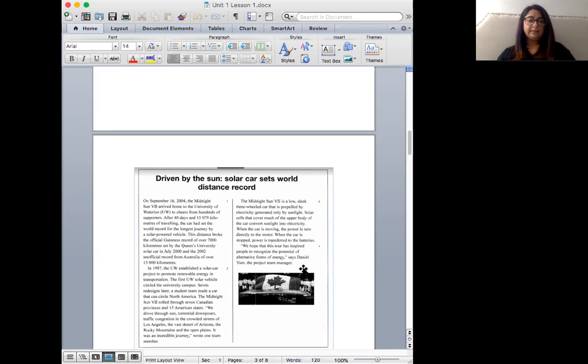And now the last sentence, quote, we hope that this tour has inspired people to recognize the potential of alternative forms of energy, unquote, says Daniel Yum, the project team manager. So again, now we're looking at the notion of solar powered vehicles. So just by looking at these pre-reading strategies, we've already identified quite a few things about this particular piece that are actually helpful to us to understand what the text is going to be about.